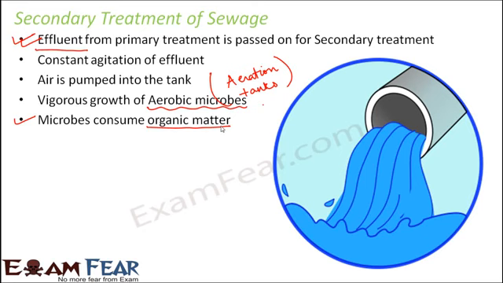Now what will happen when the organic matter keeps reducing? By the end of the secondary treatment, again the entire primary effluent will get divided into two parts. One is the sludge and one is the secondary effluent. Right? So by the end of this process, gradually as time passes, the amount of organic matter will keep on reducing in the primary effluent, because it is all consumed by the aerobic microbes.